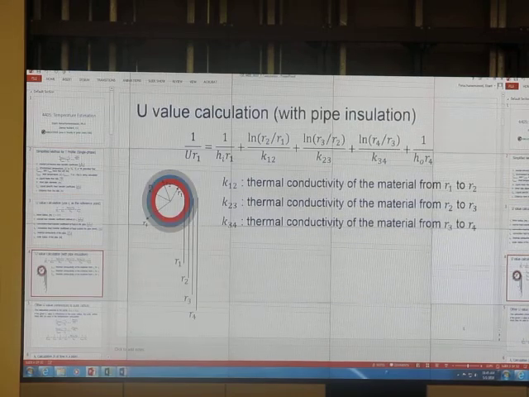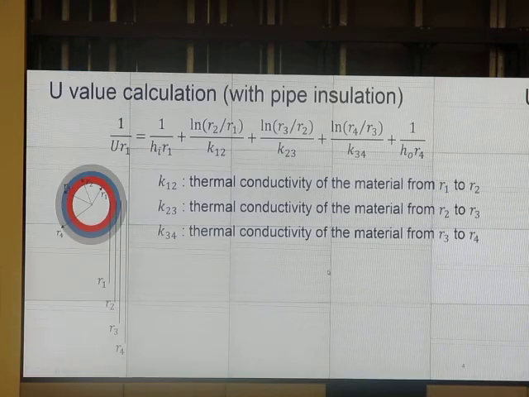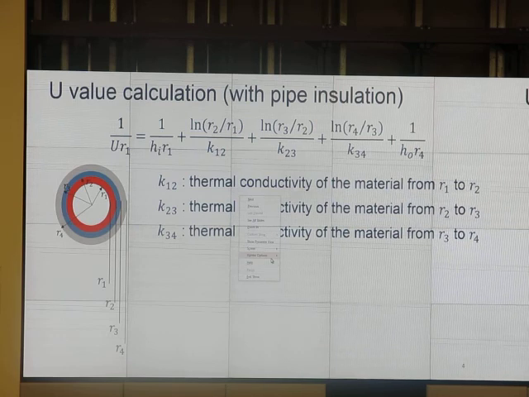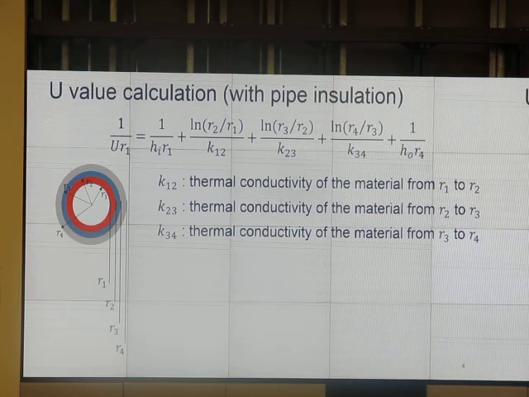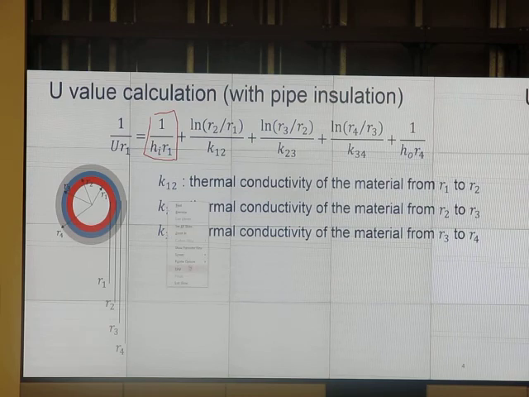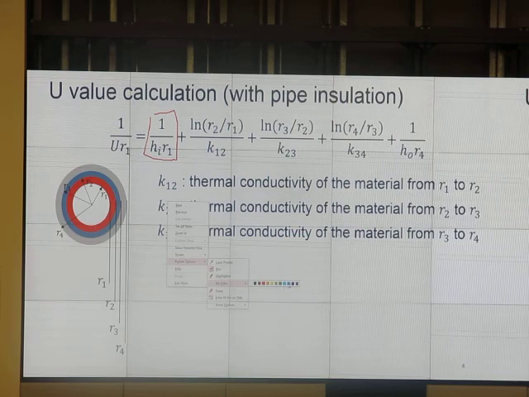Alright, this is U value calculation, and this is for the case where we have more than one layer. For example, we have 1 over Hi Ri. Actually, this should be I. So that is heat transfer in the white portion. Let's do this. So that is heat transfer in this part.